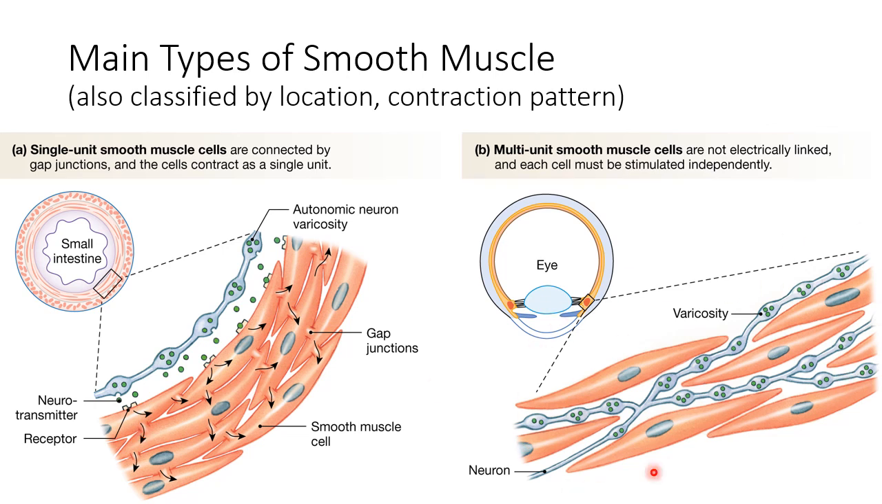On the other hand, the multi-unit smooth muscle cells are not connected to each other by gap junctions. Each one has to be stimulated independently of the others. You find those wherever you need finer control over the muscle contraction, but the muscles don't need to work together quite as much. So, for instance, in the eye, the muscles that are controlling the shape of the lens, which controls how light is focusing on the back of the eye, those are multi-unit smooth muscle cells where each cell needs to be individually stimulated.